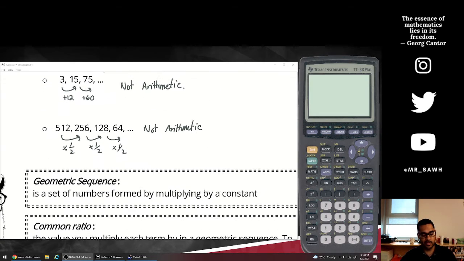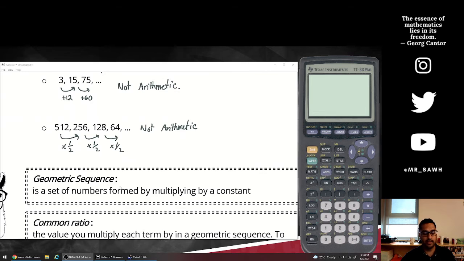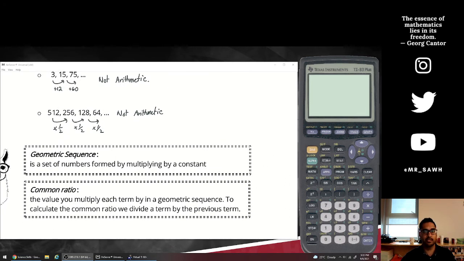And the name we give these types of sequences is geometric. And similarly to arithmetic, there is still something that's common between the terms. In this case, just not addition, rather multiplication. So a geometric sequence is a set of numbers formed by multiplying by a constant, and that constant is a common ratio. Now previously we talked about a common difference, and you could find it by taking a term and subtracting the previous one. Similarly here, we can calculate it by taking a term and dividing by the previous one. Actually turning it into a ratio is one of the things you can do to find it.